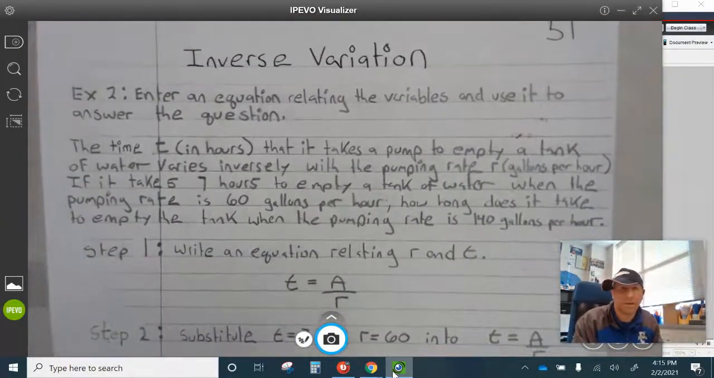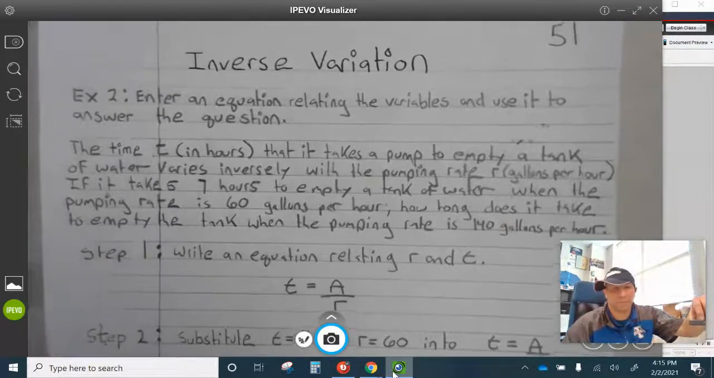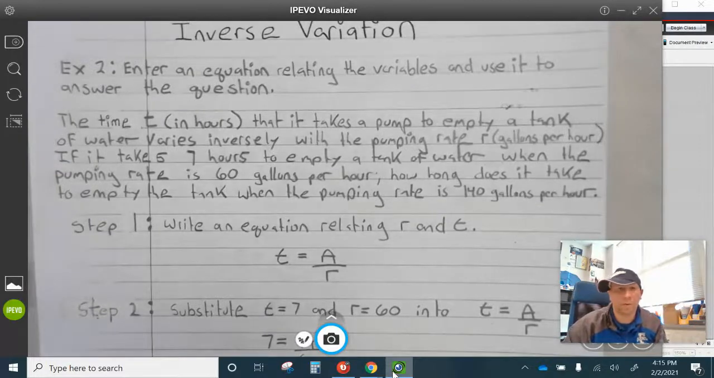Enter an equation relating the variables and use it to answer the question. The time t in hours that it takes a pump to empty a tank of water varies inversely with the pumping rate r gallons per hour. If it takes 7 hours to empty a tank of water when the pumping rate is 60 gallons per hour, how long does it take to empty the tank when the pumping rate is 140 gallons per hour?